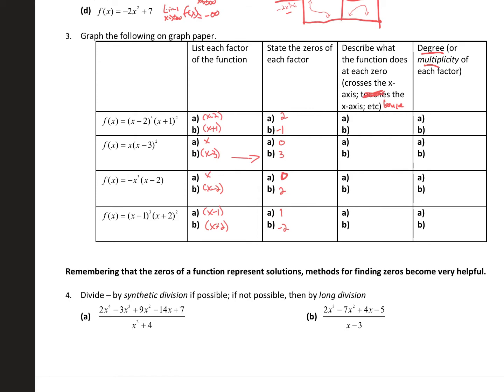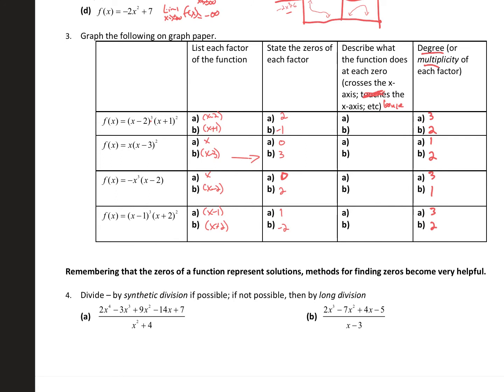Looking at each one, for the first, that goes to the third power here, so that would be 3. The next one, x plus 1, goes to 2. That would be 1 for x. X minus 3 is 2. X cubed is 3. X minus 2 is 1. X minus 1 is 3. And x plus 2 is squared.